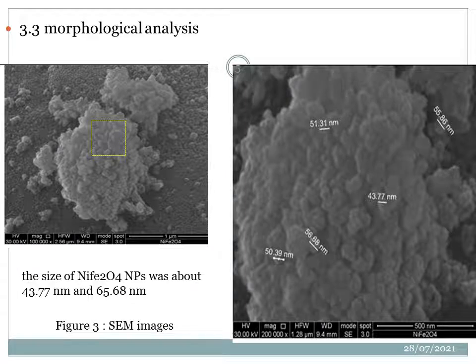The morphological analysis was investigated using scanning electron microscopy, where the morphology of the prepared sample is in nanometric scale, as illustrated in figure 3. The average size of the agglomerated nanoparticles was between 14.3 nanometers and 15.7 nanometers, with a uniform distribution of spherical nanoparticles.